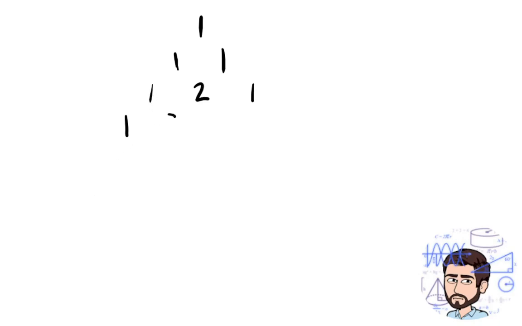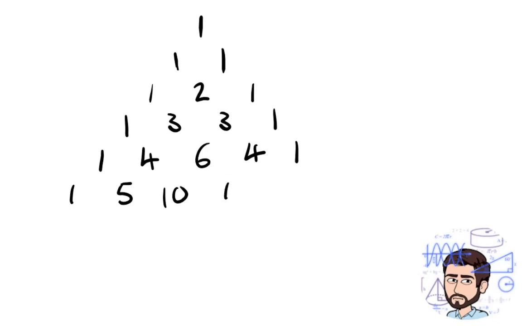And then the next row will start 1, because this diagonal of 1 should always exist. 1 plus 2 is 3, 2 plus 1 is 3, and then a 1 on the end to carry on with the diagonal of 1s. Then 1 goes here, 1 plus 3 is 4, 3 plus 3 is 6, 3 plus 1 is 4, and then a 1 on the end. And then a 1, 1 plus 4 is 5, 4 plus 6 is 10, 6 plus 4 is also 10, 4 plus 1 is 5, and then a 1 there.